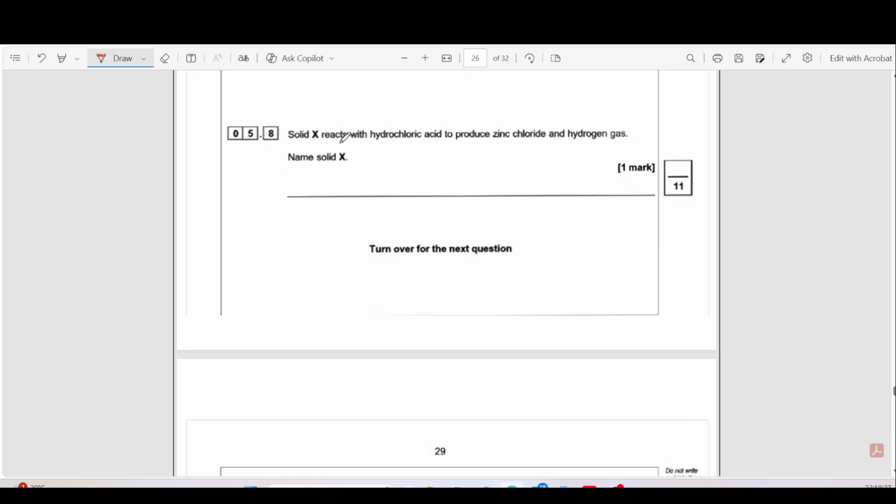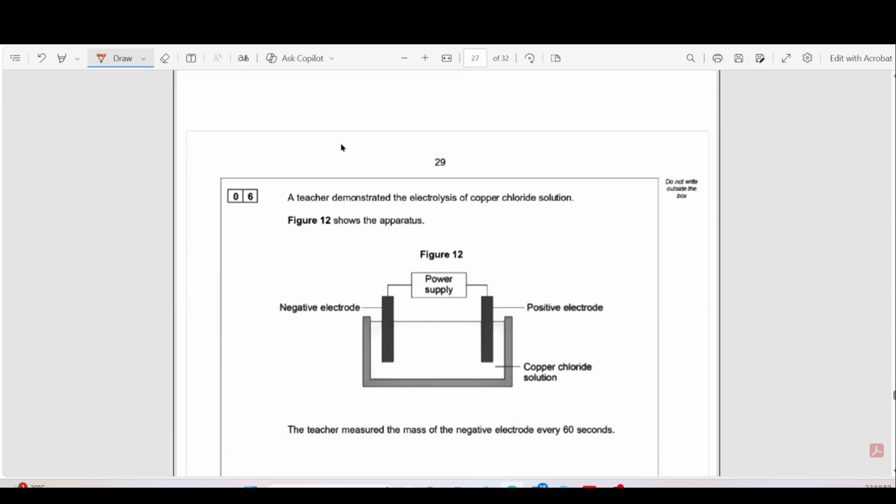Then 5.8: solid X reacts with hydrochloric acid to produce zinc chloride and hydrogen gas. Name solid X. Okay, so when metal and acid react, they make salt and hydrogen gas. So hydrochloric is the acid, and because it is producing zinc chloride, from here you can guess that the metal is zinc, right? The solid is zinc. So the answer is zinc and the symbol is Zn.